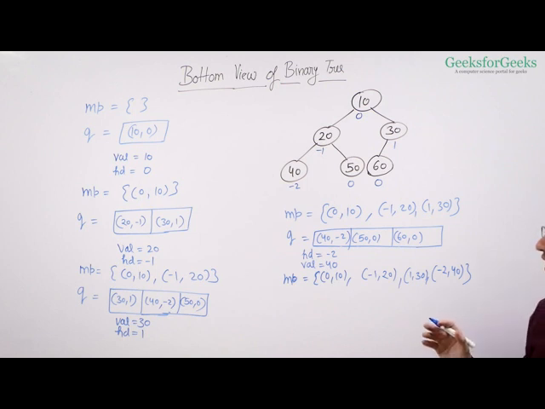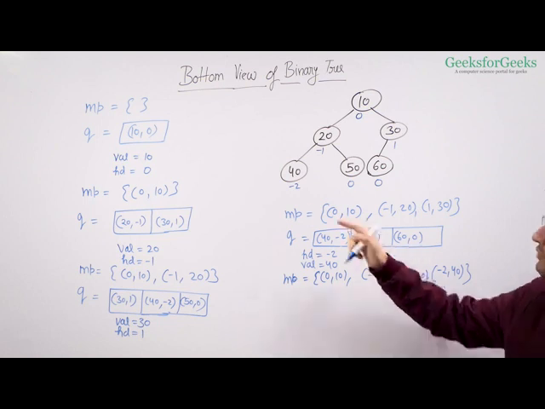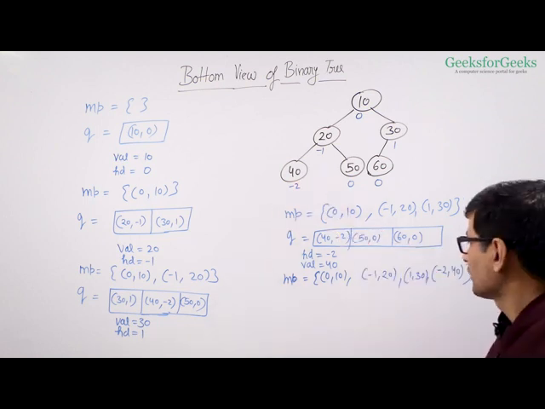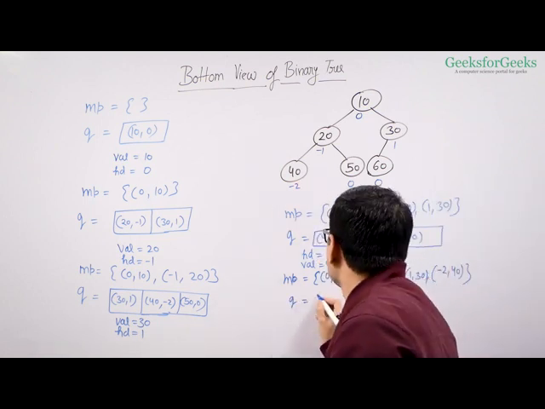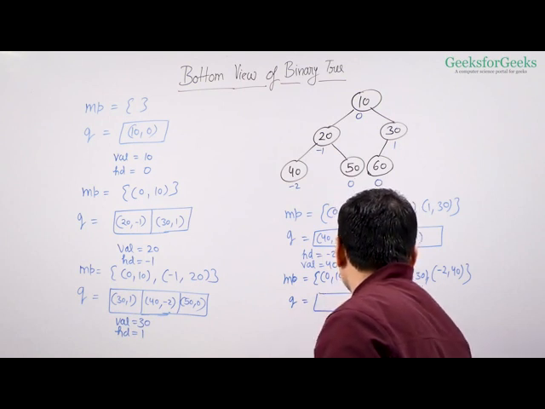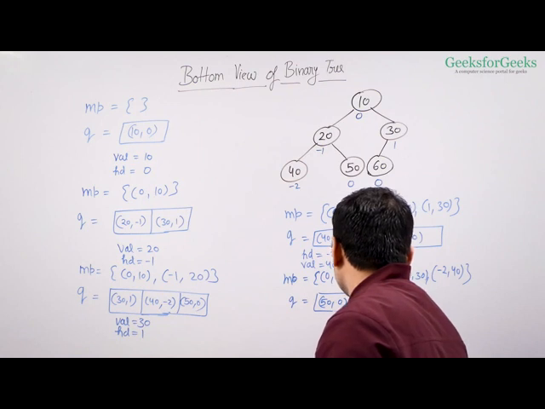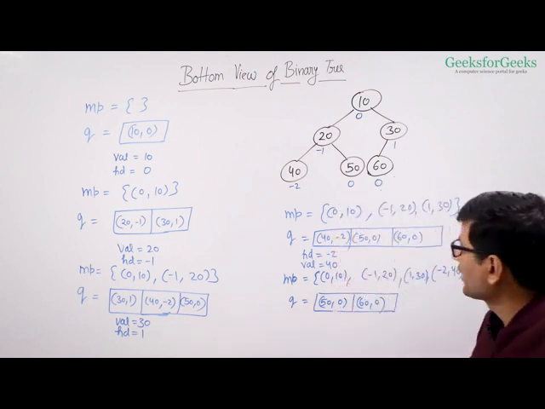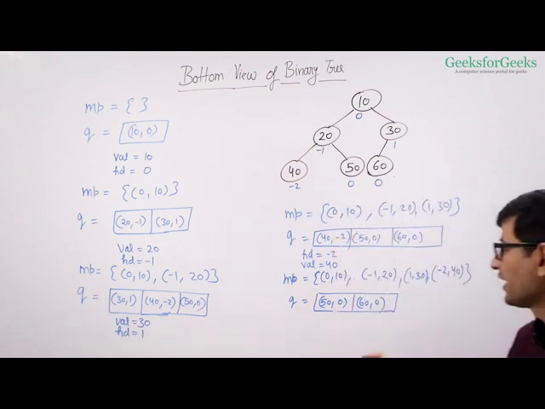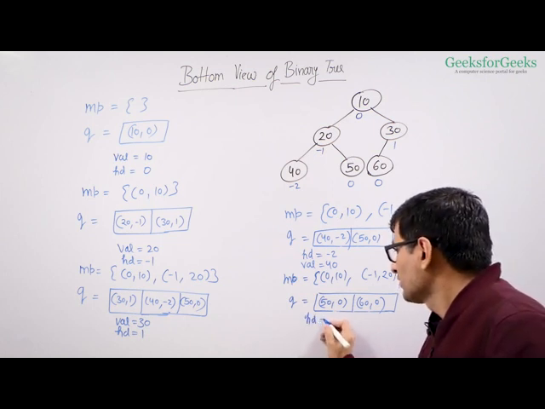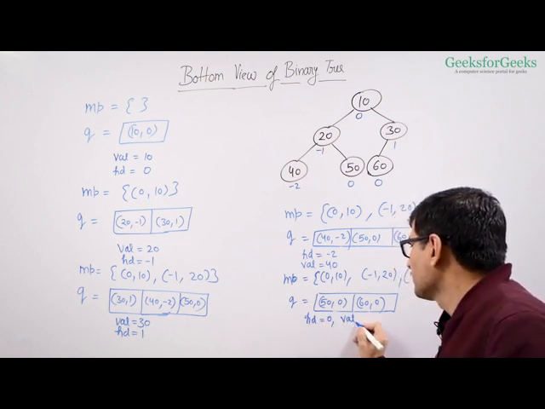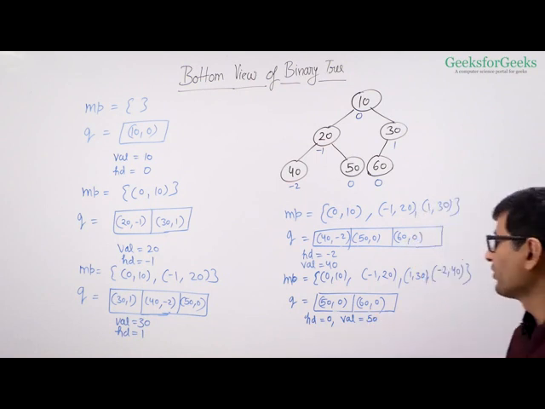And our queue will now have 50 and 60 only, because 40 has no children to process. So the queue is now going to have only 50, 0 and 60, 0. Now we'll again take out an item from the queue, and this time we have HD as 0 and value as 50. So what are we going to do now?